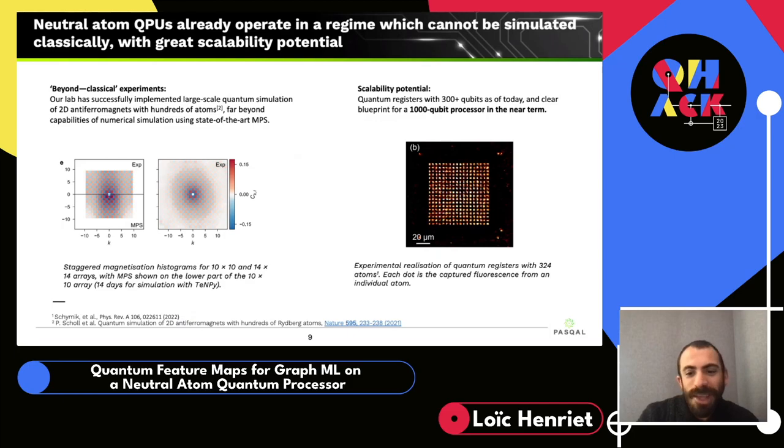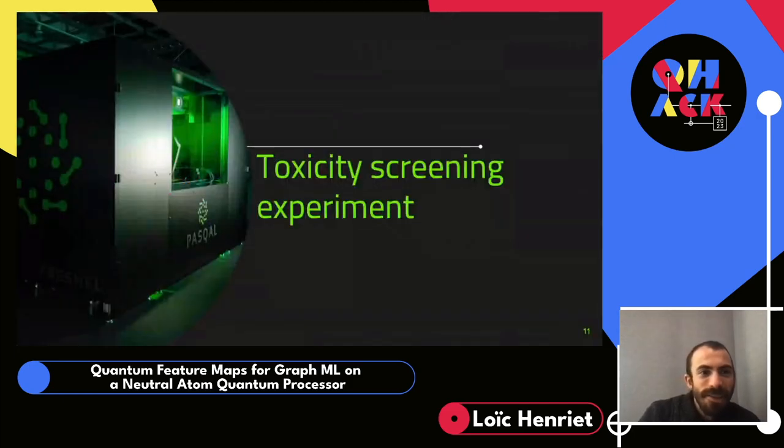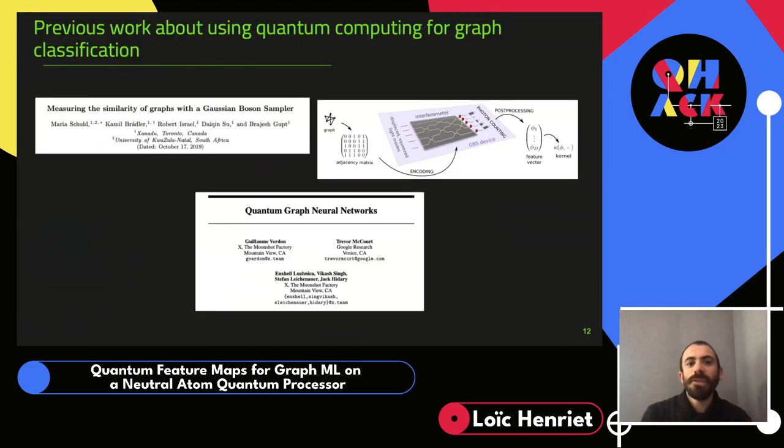I don't want to say more, and let's dive in and go to the toxicity screening experiment. So first, I want to underline that the idea of using quantum computing for machine learning tasks on graphs is not a new topic, and I'm showing here two early publications on this subject, among others.